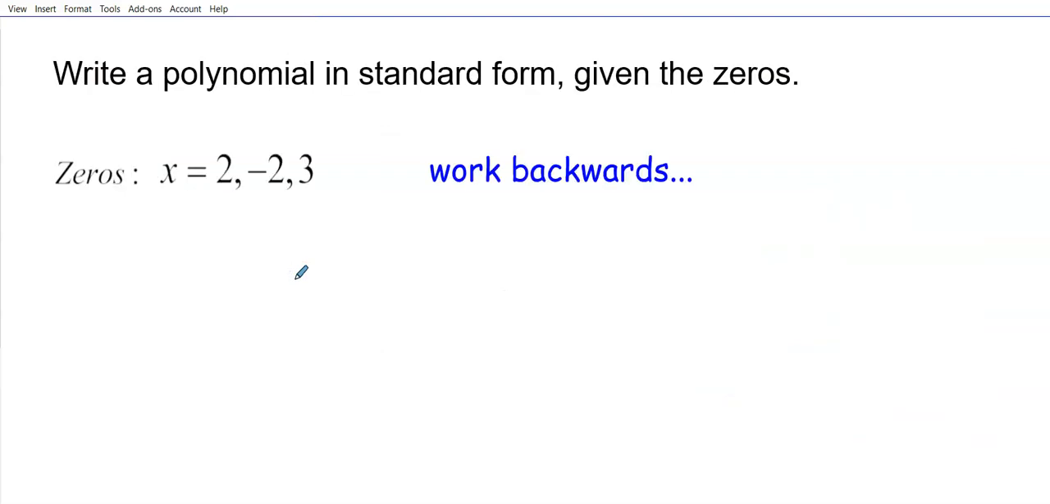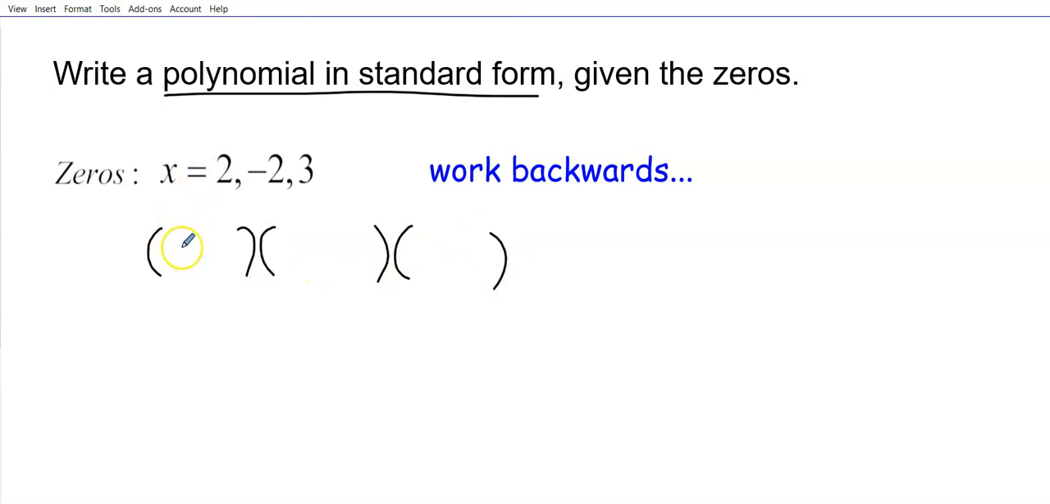Okay, so working backwards, given a polynomial in standard form, so if those are the solutions, the factors, and you're probably to the point that this isn't too bad a thing, the factors would be what? X minus 2, x plus 2, and x minus 3. So it's always like, the factor is always like x minus the 0 or the solution.